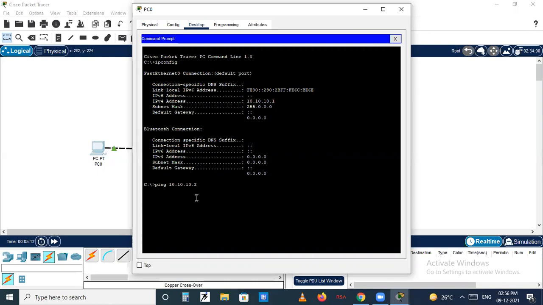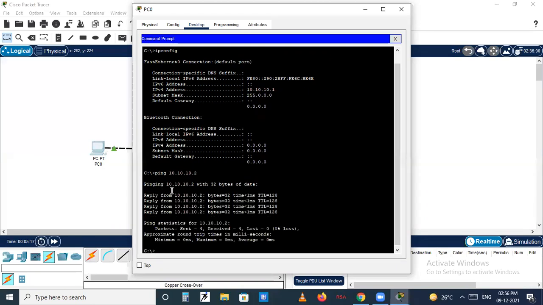So once I click this, yes, reply from 10.10.10.2, 4 replies. We have sent 4 packets. By using ping, we can send 4 small packets. Ping 10.10.10.2 with 32 bytes of data. So we have sent this data, 32 bytes, and we have received some acknowledgement, or reply.